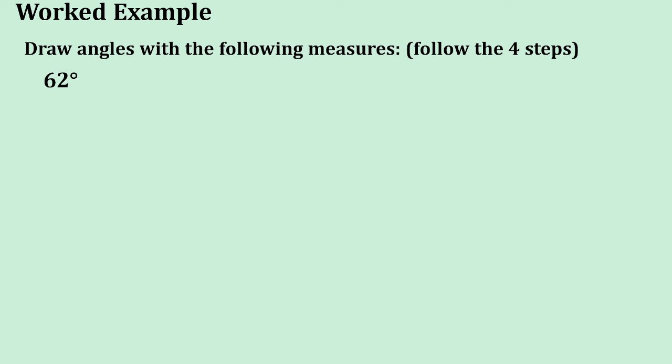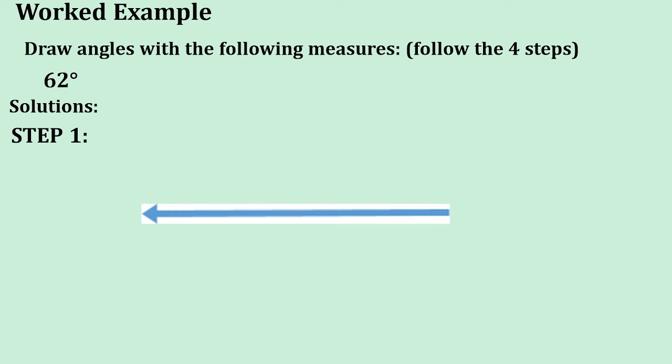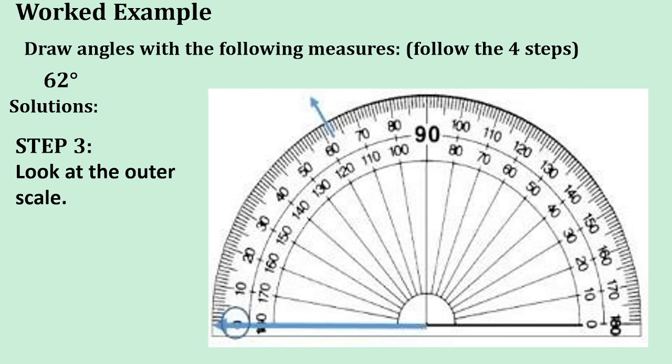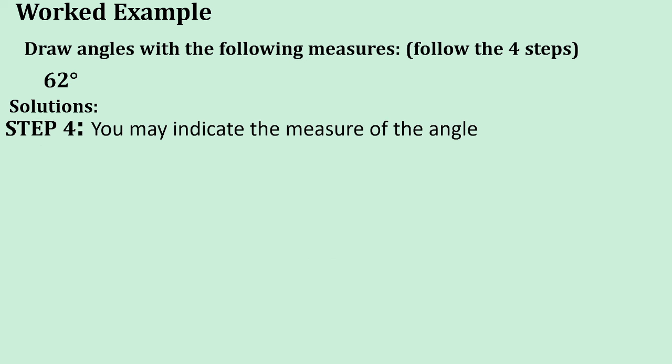Another, 62 degrees. Solution. Step 1. Draw a ray in any direction. Step 2. Put the protractor on top of the ray. The center must be on top of the vertex, and the baseline must be aligned with the initial side. Step 3. Look for the 0 mark on the protractor. Then mark 62 degrees along the edge. Note that there are two scales. Step 4. You may indicate the measure of the angle.